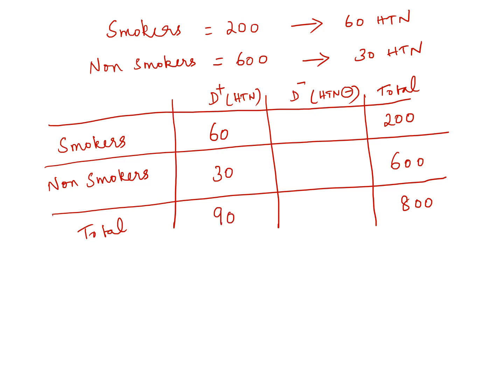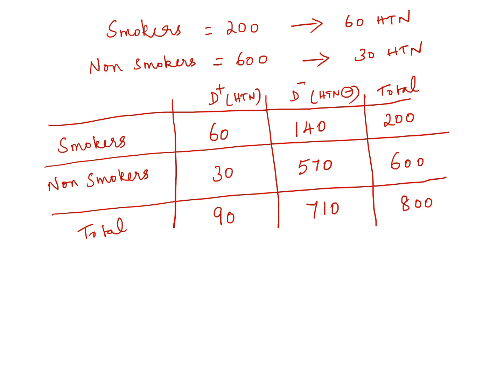So, what will be the total non-deceased? Out of this 800, 90 are deceased. So, remaining 710 will be non-deceased. And out of 200 smokers, 60 have developed the disease, so remaining 140 are non-deceased. And out of 600 non-smokers, 30 have developed the disease, so remaining 570 are non-deceased. This is how you have to create a table.